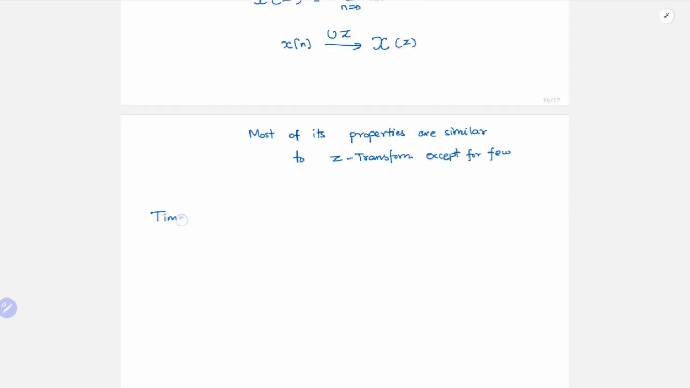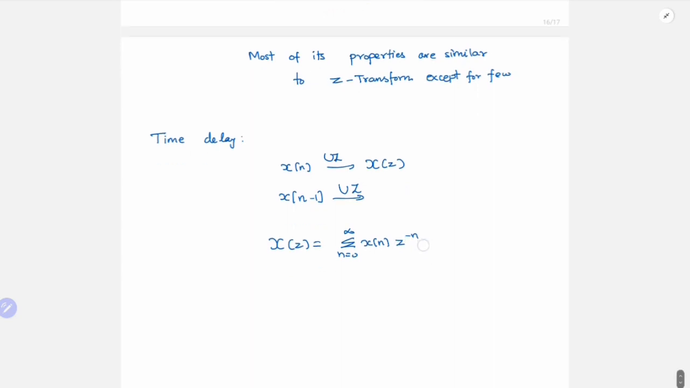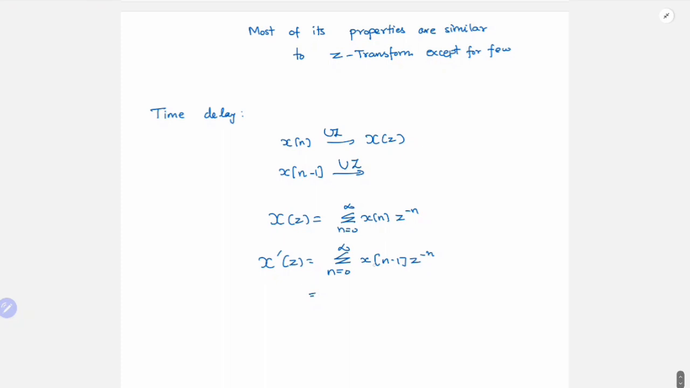So the first one is time delay. If your x of n has the unilateral Z transform X of z, what will be the transform of x of n minus 1? It is a 1 unit delay, unilateral Z transform. So this I have to find out. Your X of z, you can write as the summation n equal to 0 to infinity of x of n z power minus n. Similarly, Z prime of z equals the summation n equal to 0 to infinity of x of n minus 1 z power minus n. So if you substitute n equal to 0, what will you get?